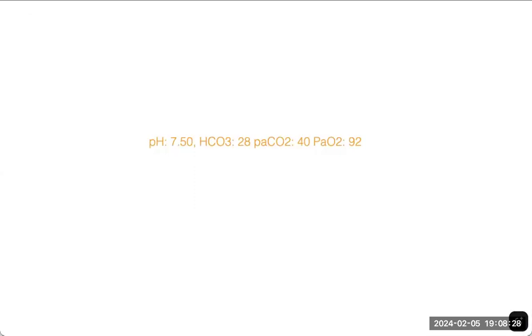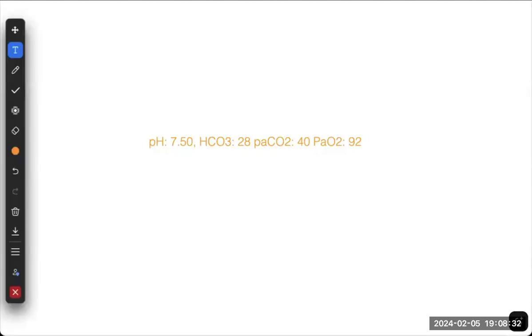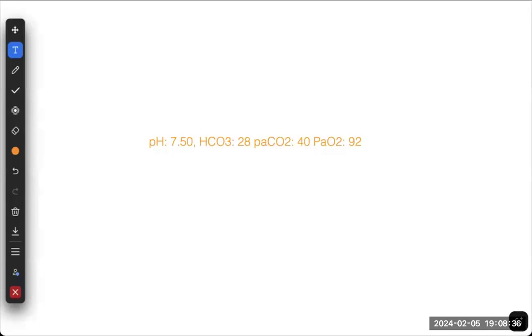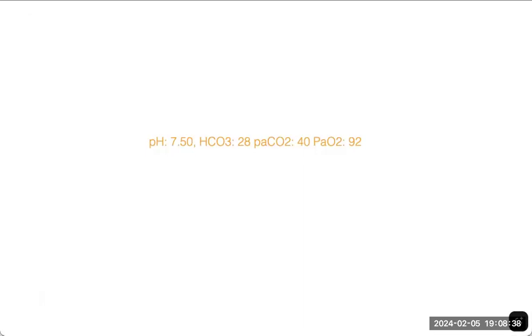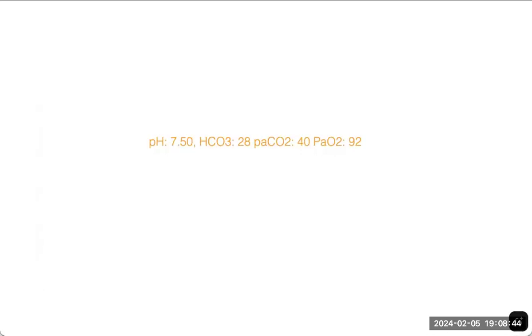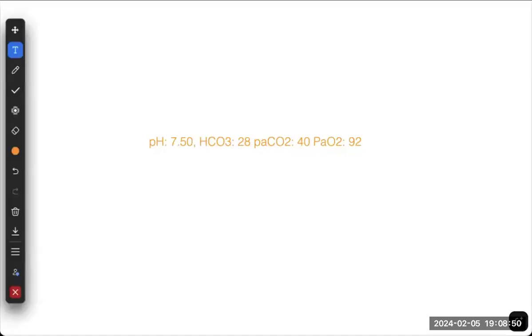The pH, is it higher or lower? It's higher. Okay, so I'm looking at something alkaline. Now looking at the bicarbonate and the PaCO2. PaCO2 is between 35 and 45, so that's normal, which means I'm dealing with a metabolic issue because the bicarbonate is high. And when bicarbonate's high and pH is high, I'm dealing with metabolic alkalosis.